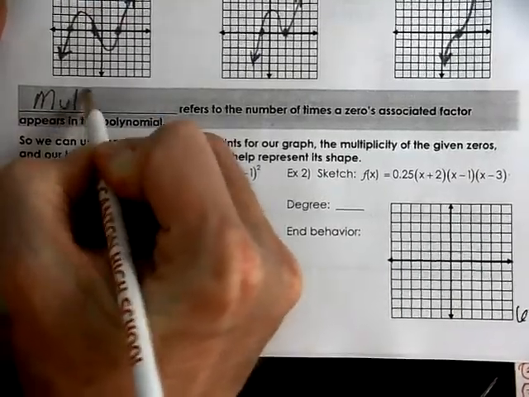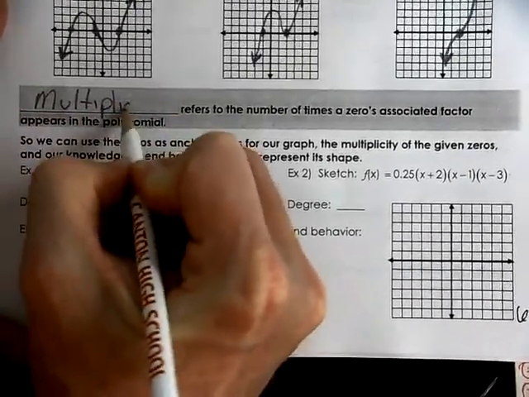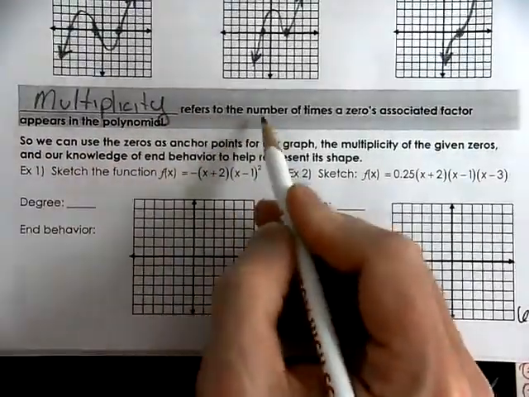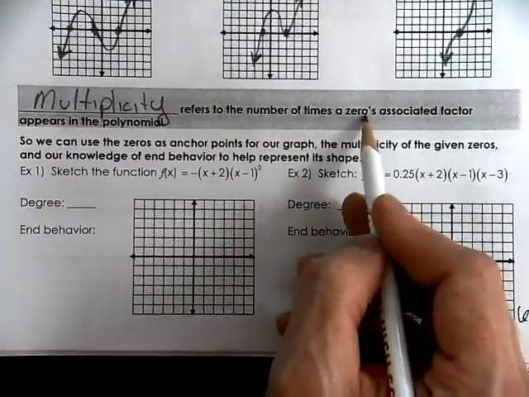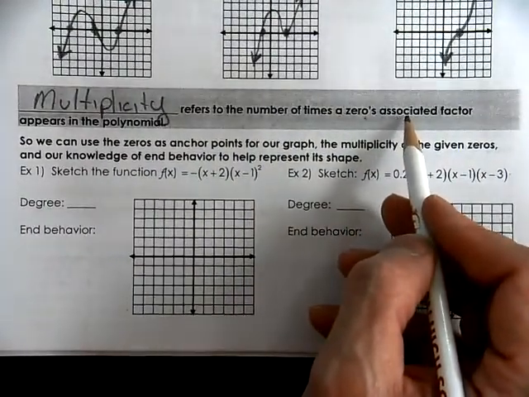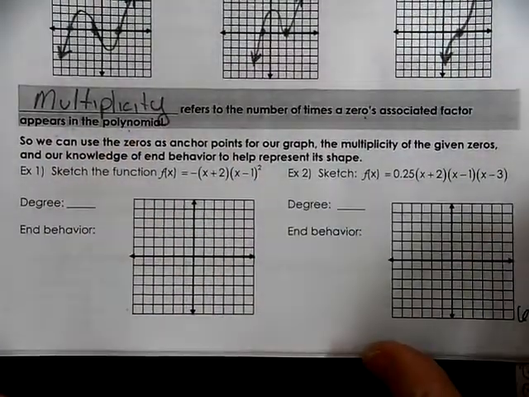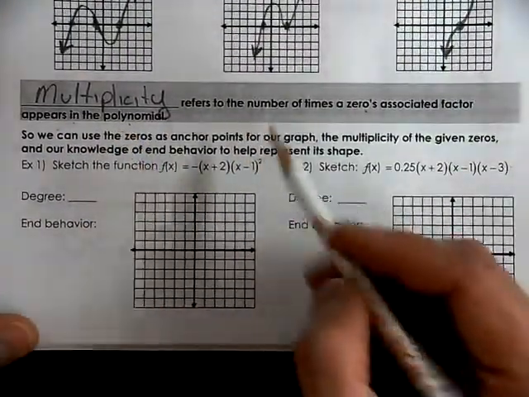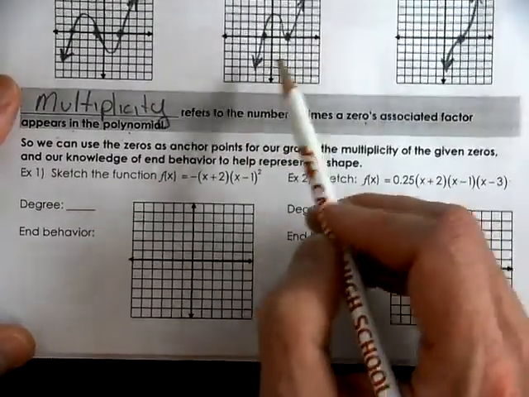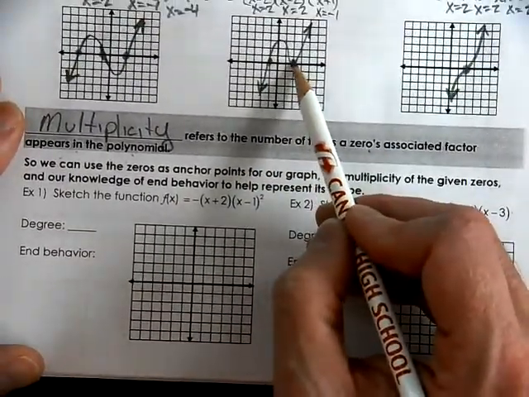Multiplicity refers to the number of times a zero's associated factor appears in the polynomial. What this is really pointing out is what happens at the x-intercept.